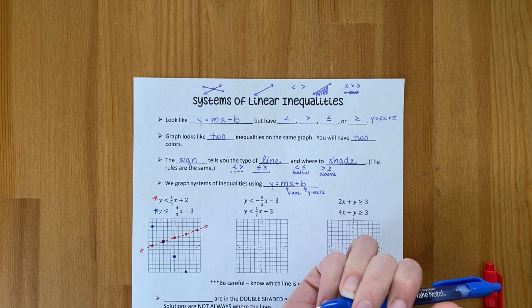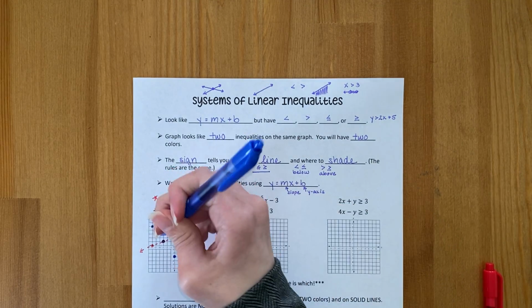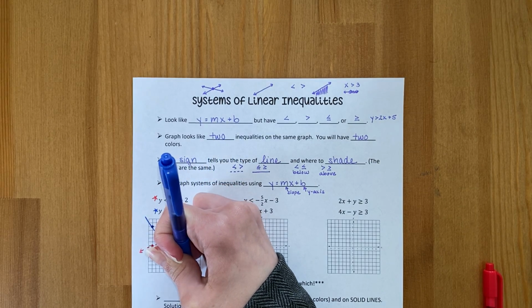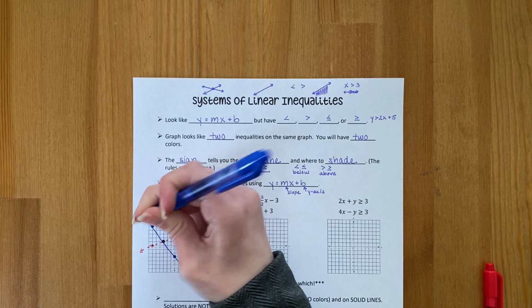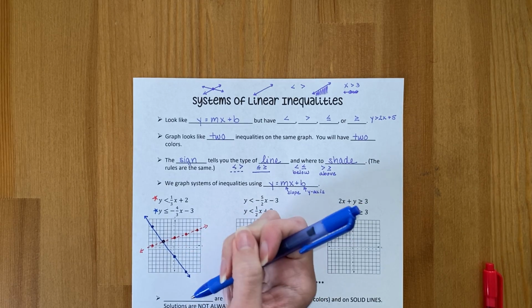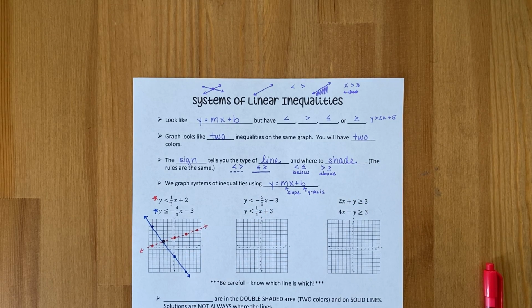All right, this inequality is going to end up with a solid line. And later we're going to shade below. Now, if we were doing regular systems of equations, this point right here, the point of intersection, would be my final answer. However, in this section, it's not.